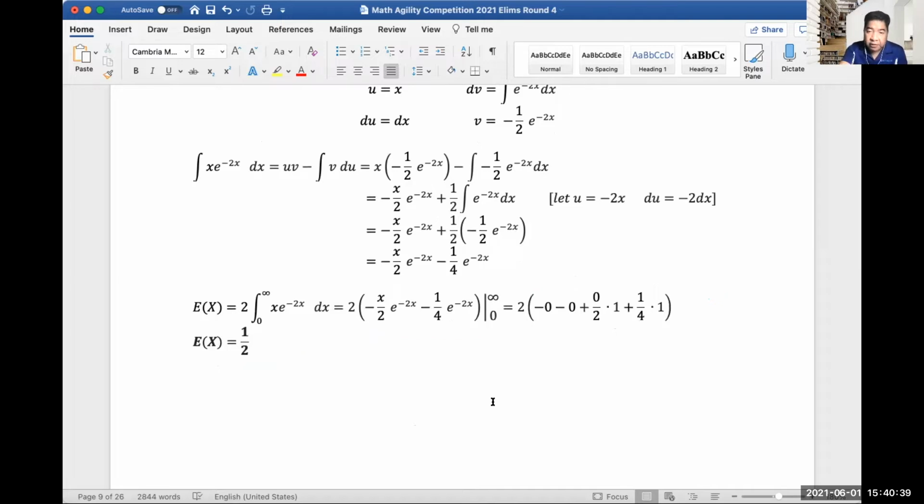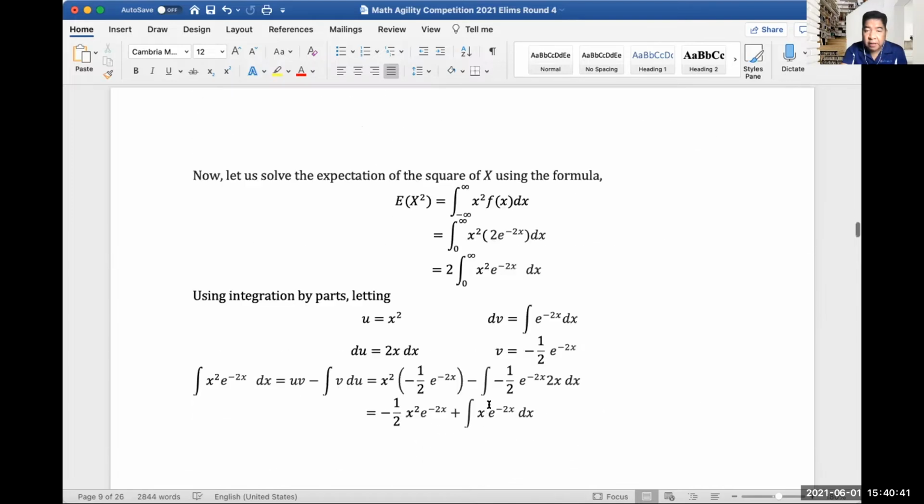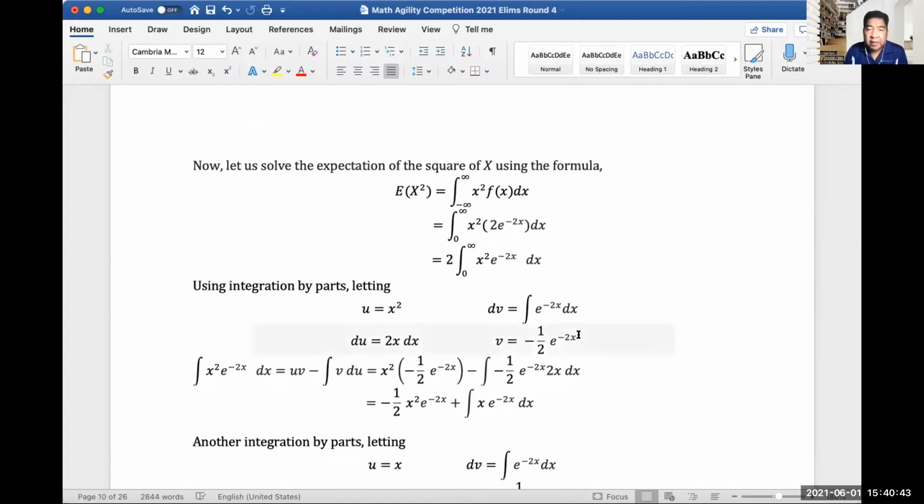Now let's solve the second requirement, which is the square of x. So this time instead of x, we're squaring x. So x squared times f of x dx, which is our formula. And again, our limit will be from 0 to infinity. So substituting our function, which is 2e to the negative 2x dx.